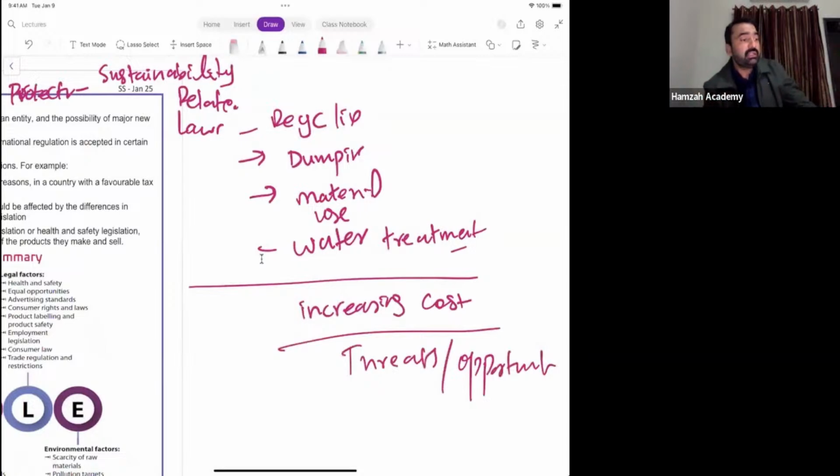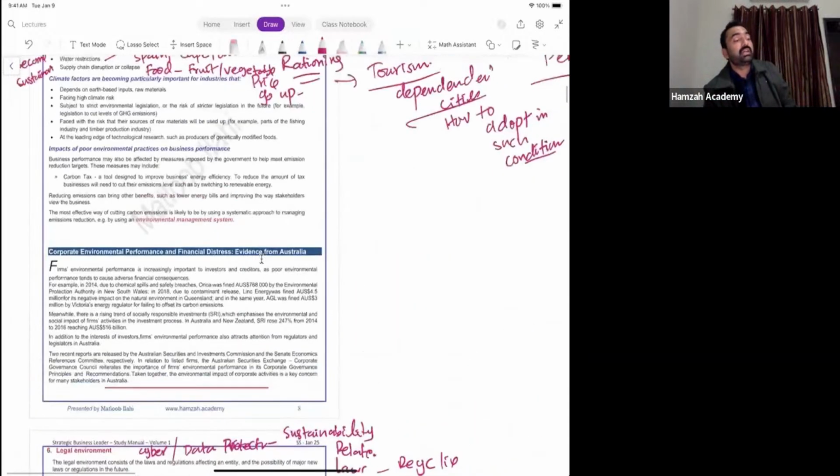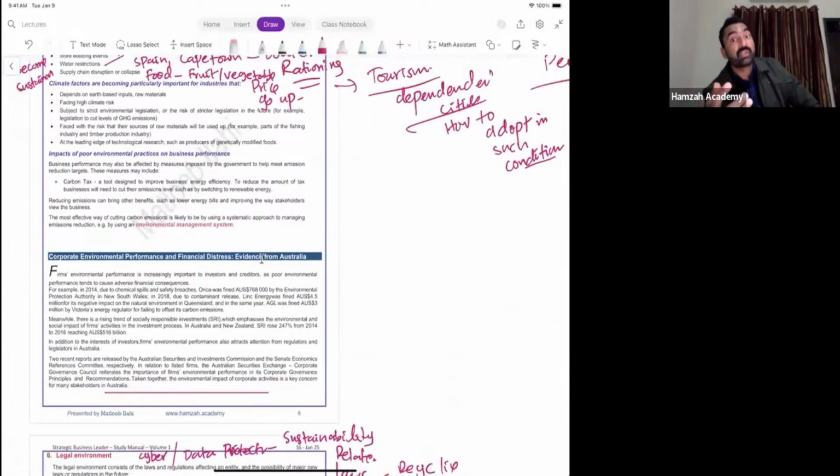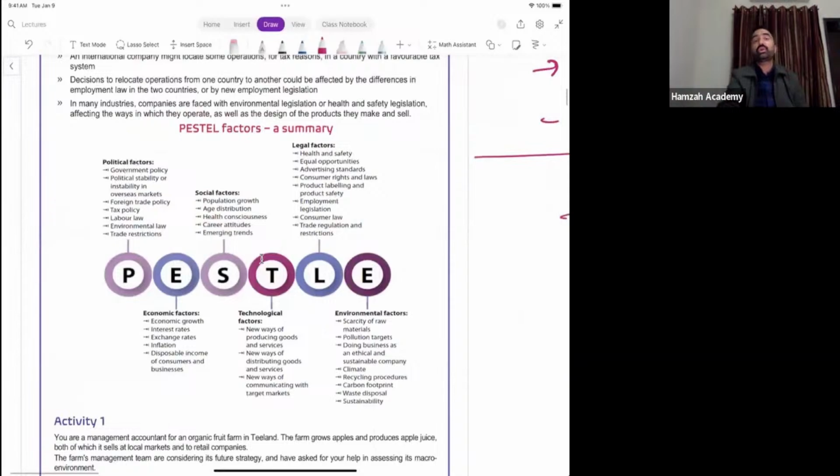So, my dear, this is a very comprehensive discussion of the PESTEL factors, and how you need to analyze the PESTEL information and then respond to the questions. Okay, is there any question so far? Any question? Okay, no question, no problem.